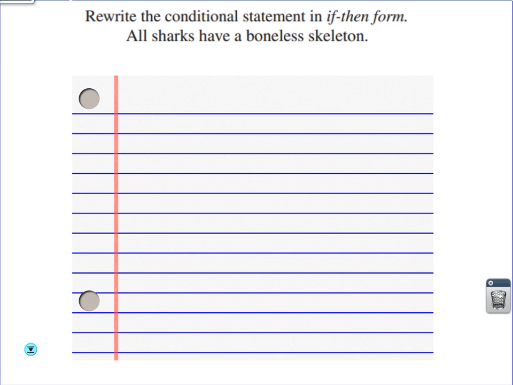So it's going to be hard to punch it in the nose and break its face. I don't think it's made of cartilage. I think they've tried to dodge it. But anyway, all sharks have a boneless skeleton.